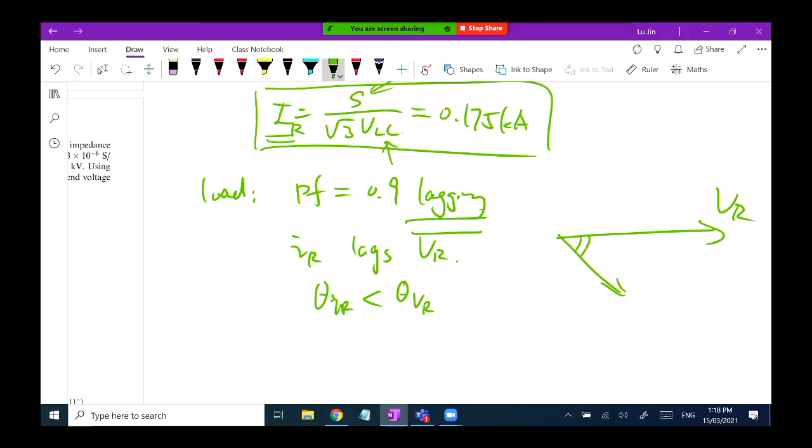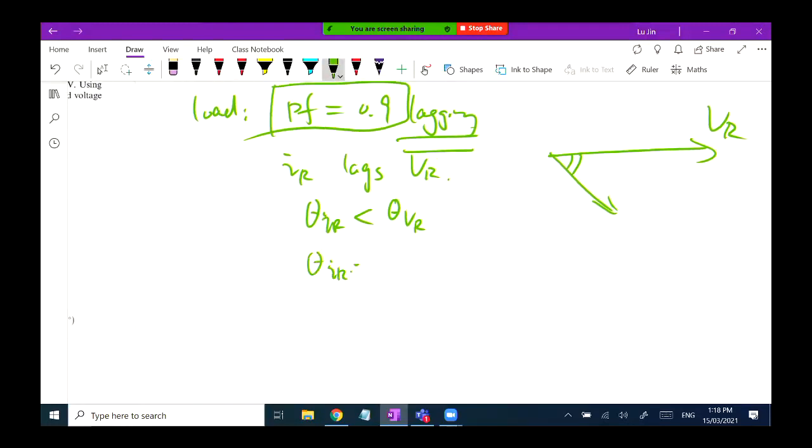Now the question is, how much is this? Based on this given power factor 0.9, I think this angle should be pretty simple. This angle, theta IR, is equal to arc cosine 0.9. Based on this calculation, your result should give you a positive angle, which is 25.84 degrees. But guys, please be reminded, because you already know this is a lagging case, when you calculate the angle of the current, you must put the sign in front of it, to indicate the correct angle of the current. So this is negative 25.84 degrees.